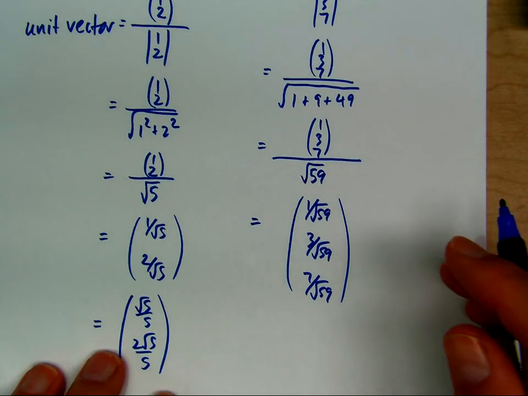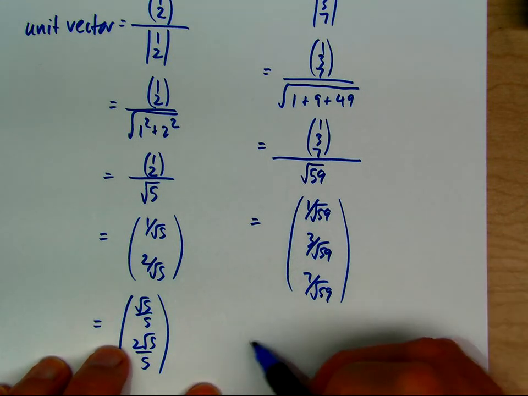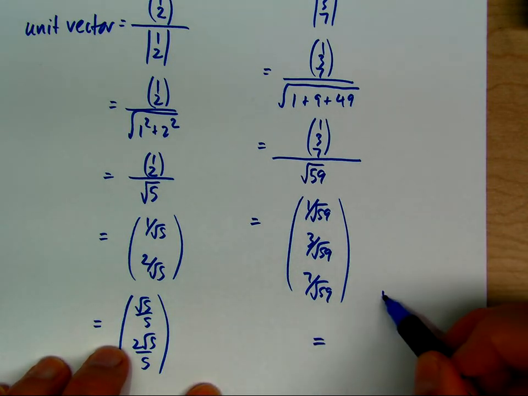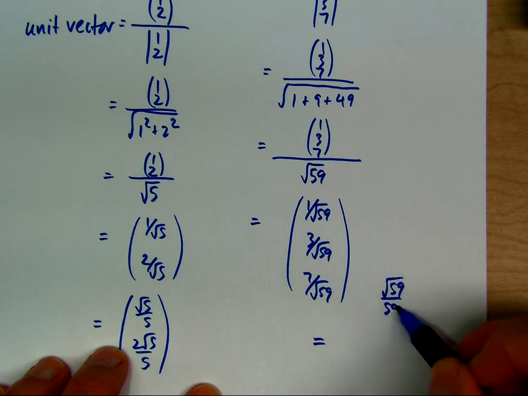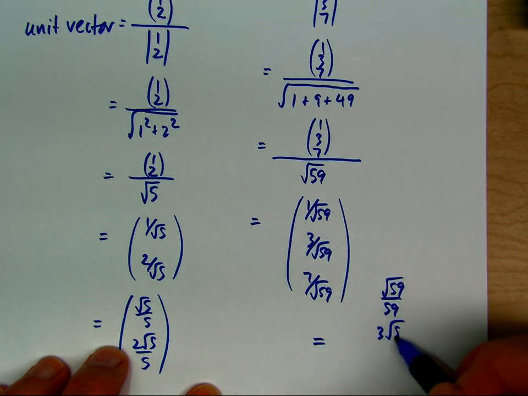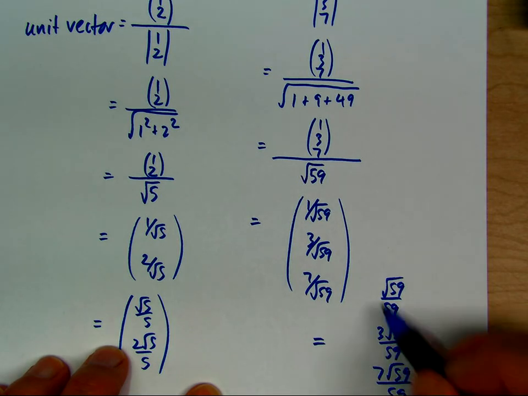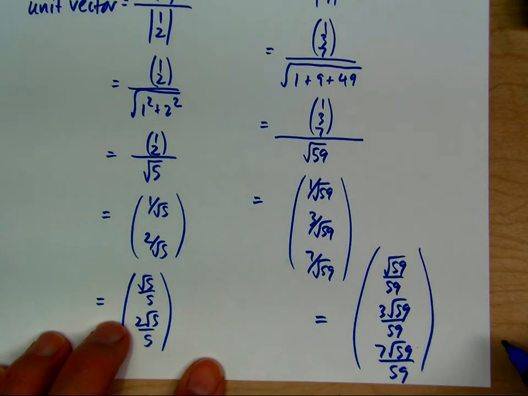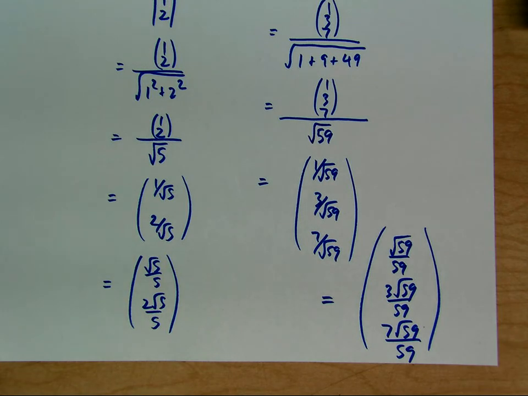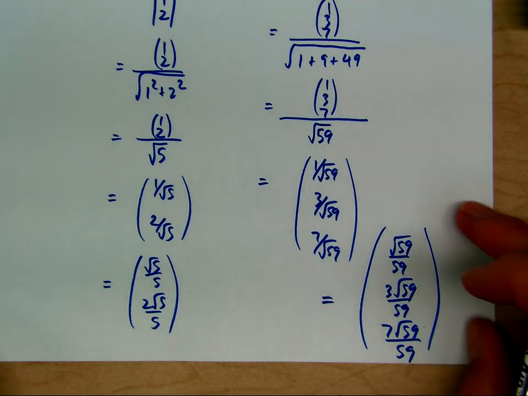Its magnitude is 1. And we can rationalize: radical 59 over 59, 3 radical 59 over 59, 7 radical 59 over 59. All right, and then what do we need unit vectors for? Well, they help us find velocity vectors, because if we have the unit vector, we know the direction, and then we just have to multiply it by speed and we'll have a velocity vector.